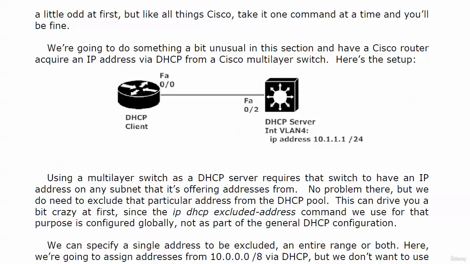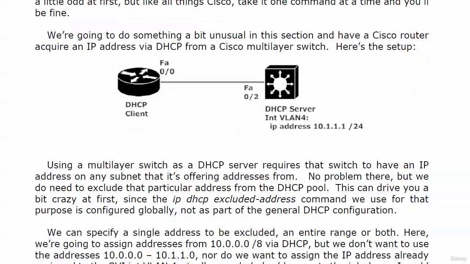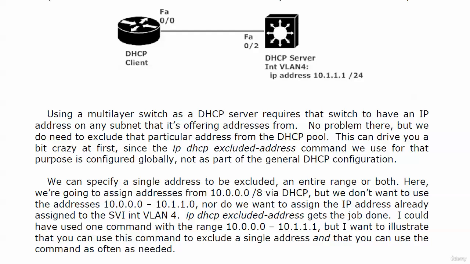And the command is IP DHCP excluded address. And we're going to use that live here in just a moment. Now, we can specify a single address to be excluded, or an entire range of addresses, or both. And here, what we're going to do is assign addresses from 10.0.0.0/8 via DHCP, but what we don't want to do is use the addresses 10.0.0.0 through 10.1.1.0. We also don't want to assign the IP address already assigned to the SVI interface VLAN 4. Got to watch that. We don't want to give that one out. Now, IP DHCP excluded address will get the job done here on the screen in just a moment.